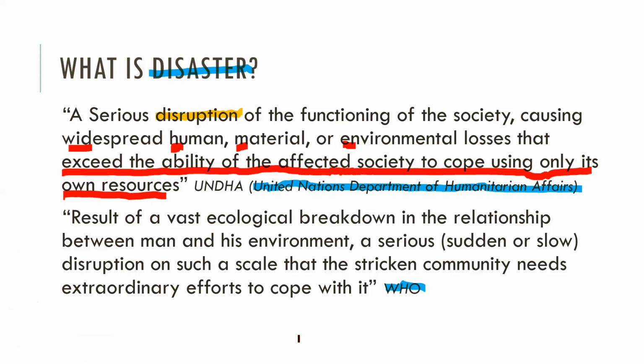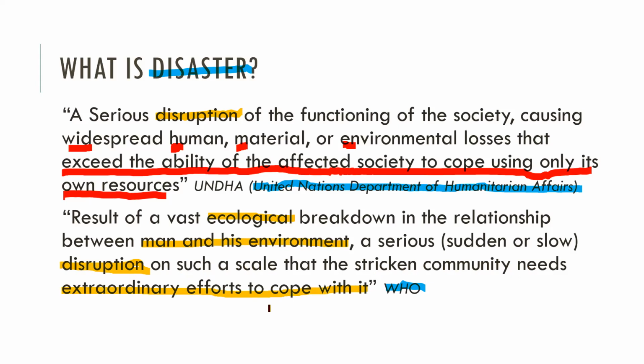What does the second definition tell you? It says disaster is the result of a vast ecological breakdown in the relationship between man and his environment, a series of sudden or slow disruption. It also talks about disruption, on such a scale that striking a community needs an extraordinary level to cope with.